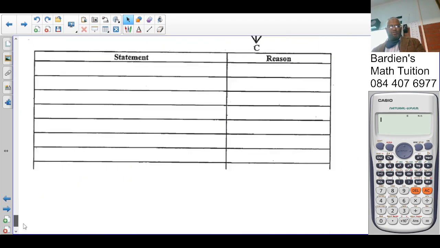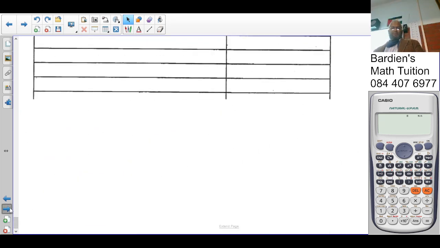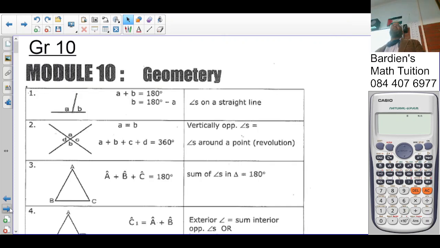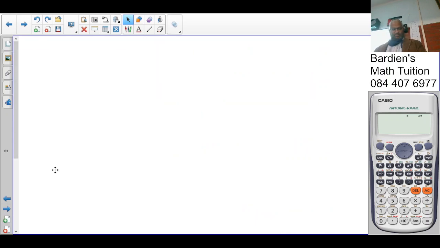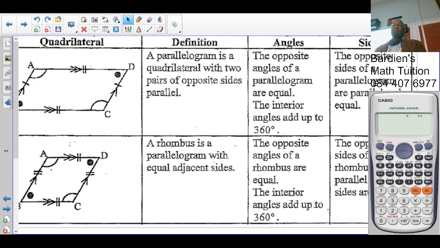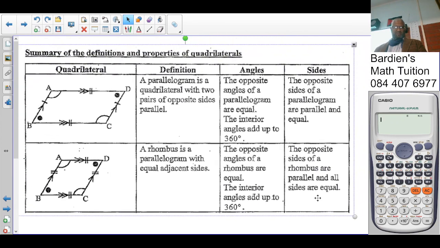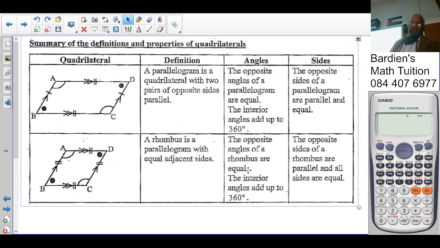Okay, so what we're going to do is look at the definitions of the following shapes, your following quads. Basically, a quadrilateral is a four-sided figure. A quad is four-sided. So we're going to look at the summary of definitions and properties of quadrilaterals. The first one I want you to draw is this one here. This is your parallelogram.